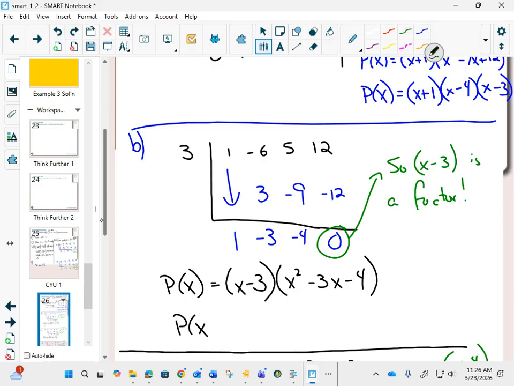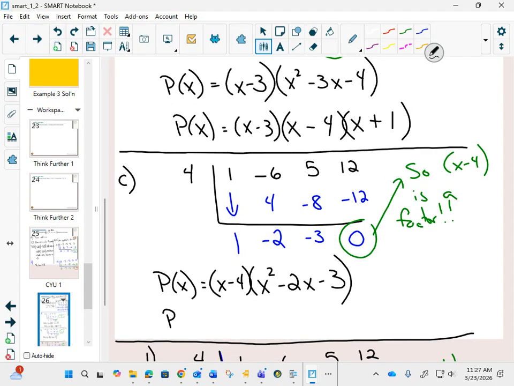P of x equals. I'm going to rewrite the x minus 3. Can I factor this? Well, it would have to be x and x. To get 4, I'm going to go 4 and 1. I need a minus 3, so my 4 would be negative, my 1 would be positive. Exactly the same 3 factors. And if we did the same thing with part C, rewrite the x minus 4. This would have to be x and x. To get 3, I'm going to go 3 and 1. I need a negative 2, so my inside negative 3x. I get the exact same 3 factors no matter which one I choose.